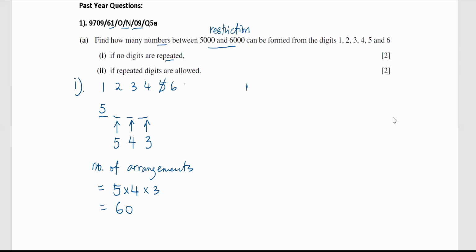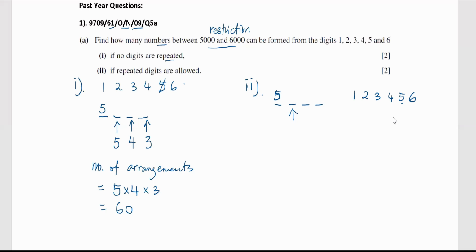Okay, now we have a look at the question, part 2. If repeated digits are allowed. So we still have 4 places, and the first place must be a 5. In order to consider the second place, now we still have 1, 2, 3, 4, 5, and 6. Even though digit 5 has been used to fill the first place, since repeated digits are allowed, we can still use the digit 5.